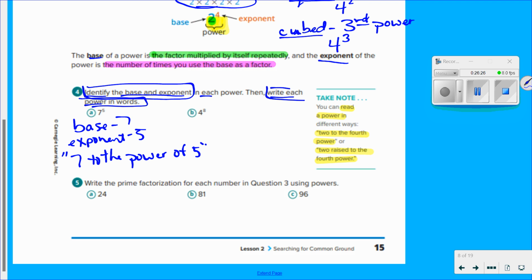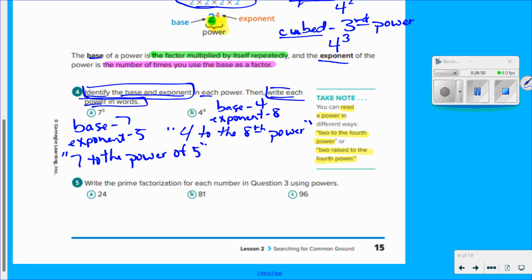Okay, what's our base for part B? 4. What's our exponent? 8. How do we say it? Okay, I'm going to use the other phrasing just to give you another example. So I would say 4 to the 8th power. Either one would be correct. The idea is just to get ready to say it.